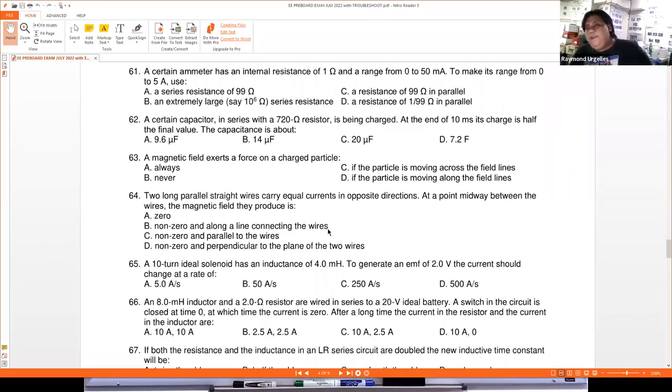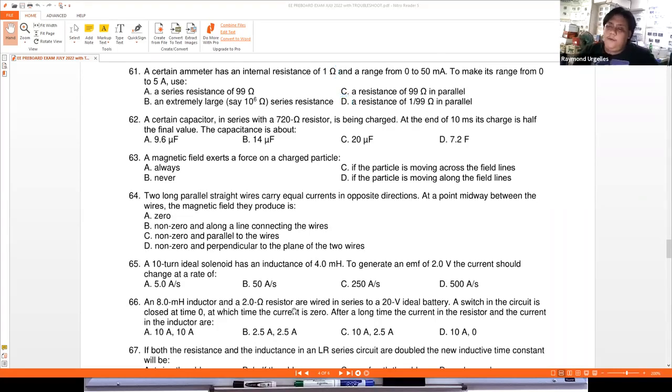So kaya alam natin, definitely dito dapat yung gagamitin natin resistance mas maliit sa internal resistance, which is given sa atin as 1 ohm. Okay? So ganito yung given sa atin na internal resistance. And looking at the choices, isa lang dyan yung given na merong parallel resistance na mas maliit sa 1 ohm. That's letter D. So alam natin yan yung sagot natin sa problem. But again, let's try to solve this one.